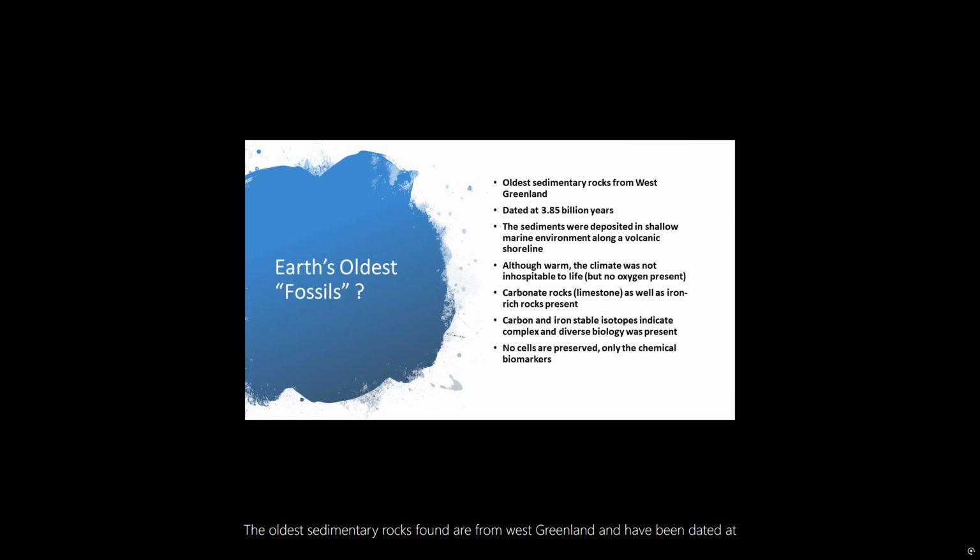The oldest sedimentary rocks found are from West Greenland and have been dated at 3.85 billion years. The sediments were deposited in a shallow marine environment along a volcanic shoreline similar to Surtsey. Although warm, the climate was not inhospitable to life, but no oxygen was yet present.